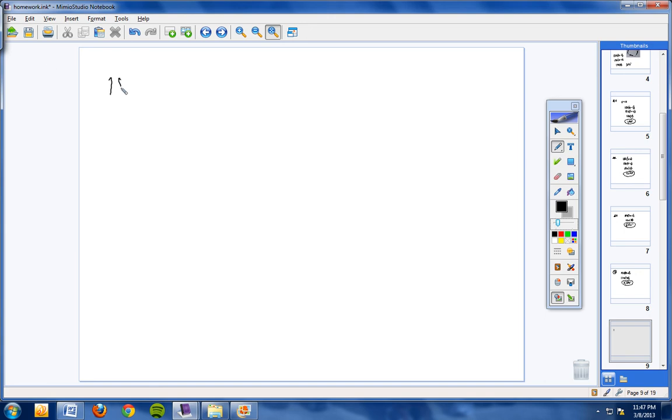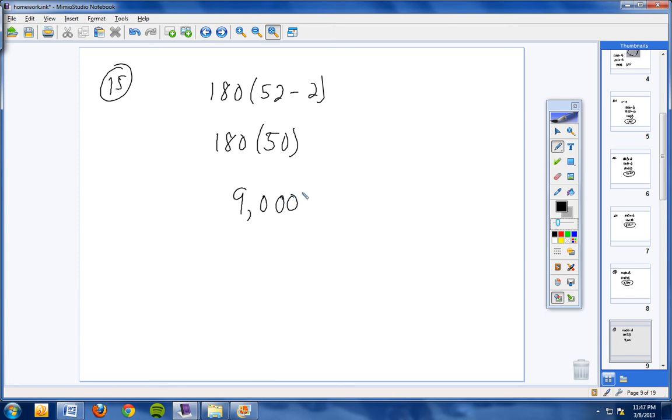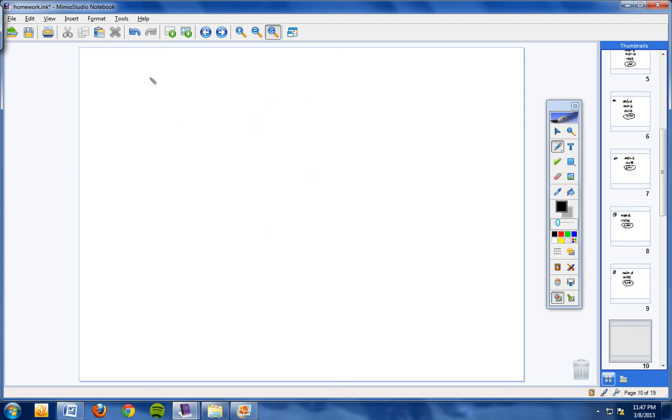Number 15, n is 52. So 180 times 52 minus 2 would be 180 times 50. And that should give us 9,000, I believe. Yes, 9,000 is correct. So 9,000 degrees. So if you were to add up all of the interior angles of a 52-sided polygon, you would get 9,000. All right, moving on to number 16.